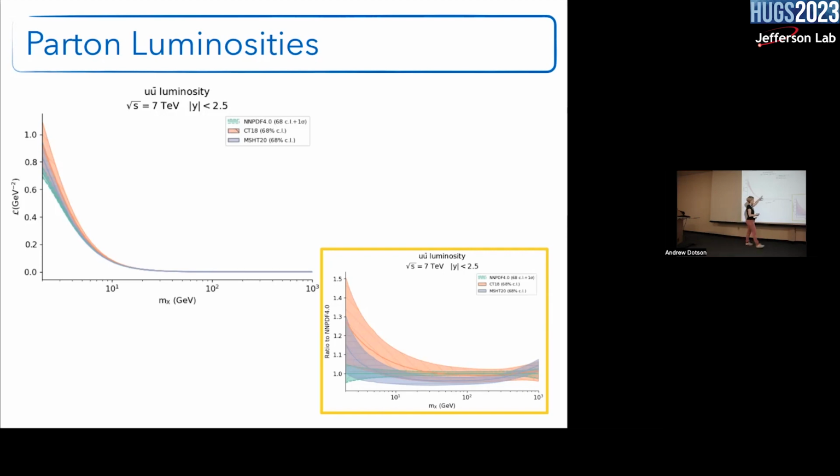And what is the uncertainty we have on this channel? So then you zoom in on it. You just normalize it to some central distribution, and you see that if you normalize it, for example, to NNPDF 4.0, you see that this is the luminosity that we know. For example, if you produce something that is 100 GeV heavy, you have this error bar on it. So you have 10% uncertainty on the parton channel.